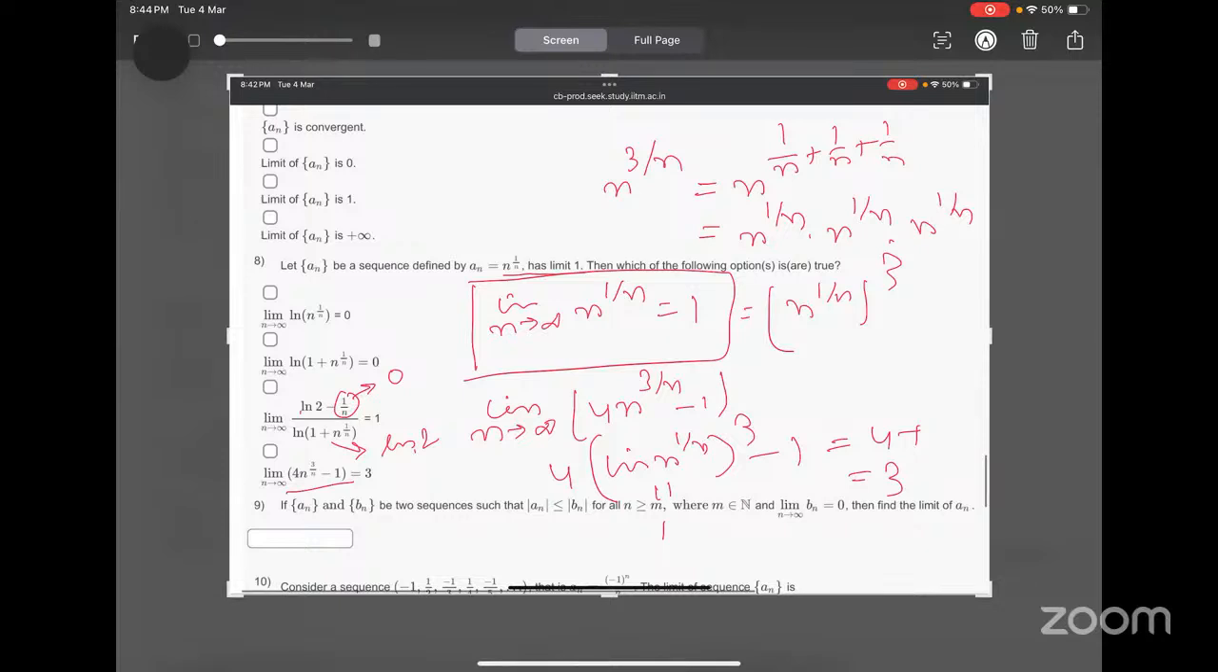Week 5 portions, exponential functions type of thing. Clear? Clear, madam. This one, question number 10, I got 1 as the answer. But it's 0. Okay, let us see.